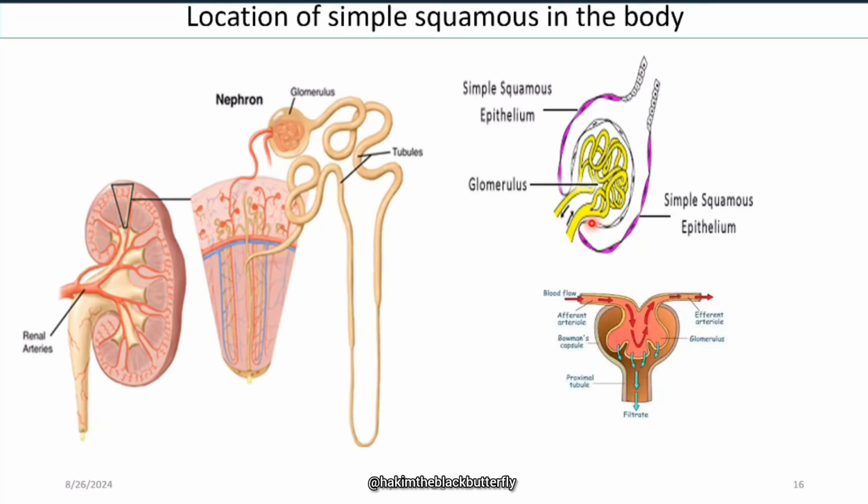For filtration to occur, this layer of the Bowman's capsule has to be thin and made up of flattened cells that can allow easy diffusion of the different blood components. You all know that there are components in blood that have to be pushed down into the nephron to be part of the filtrate, which will later contribute to the urine. So filtration occurs smoothly because of the presence of the simple squamous epithelial tissue lining the Bowman's capsule. So that's another location and the function.